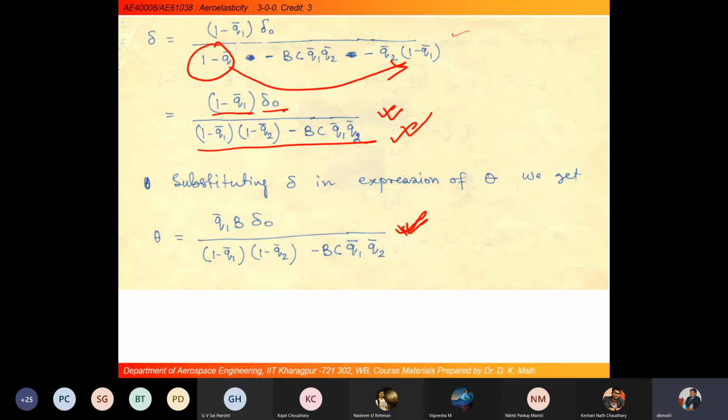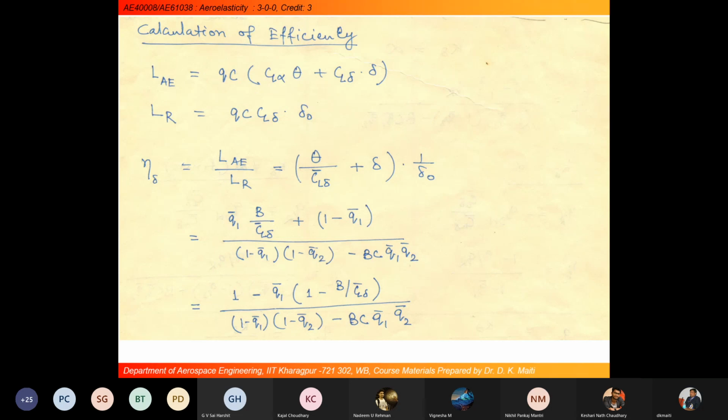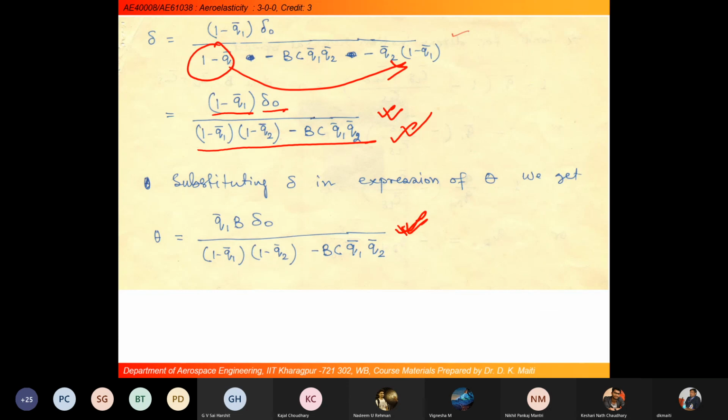Is it okay? So there were two unknowns, theta and delta. We got two equilibrium equations. From these two equilibrium equations, we have solved these two equations to find out the value of delta and theta. Is it okay up to this? Okay, sir. Yes, sir.